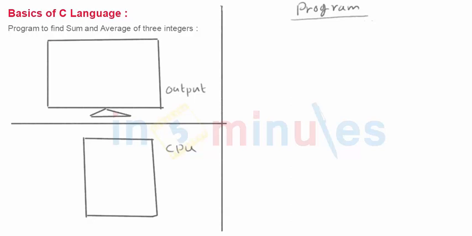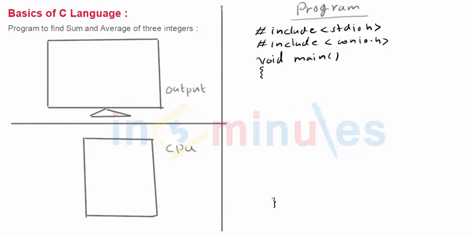Now in this case we first need to decide the number of variables, what is input and what is output. I require three variables to input the numbers, that is integers. I require two variables, one for sum and one for average. So in all I require five variables. Now the type of variables: we'll declare the three input variables as integers because that is mentioned in the question, and sum and average as floating point variables because the answers, especially the average, will be a decimal number, that is a floating point value.